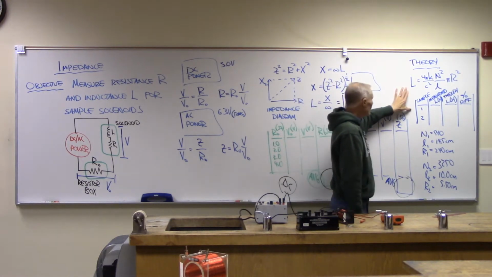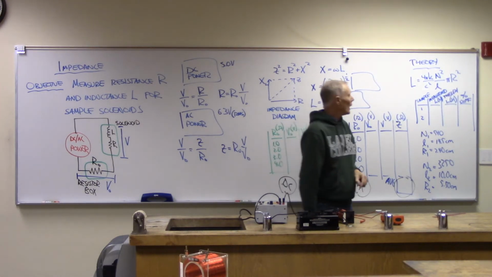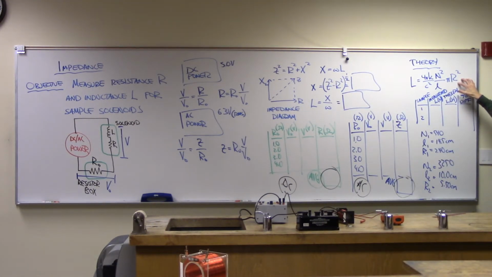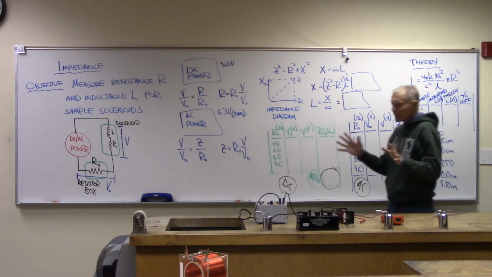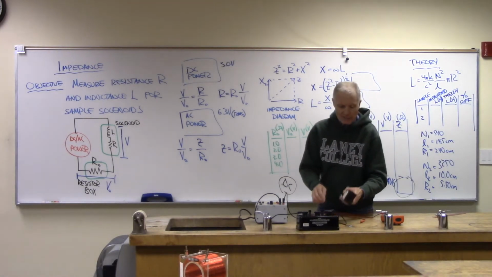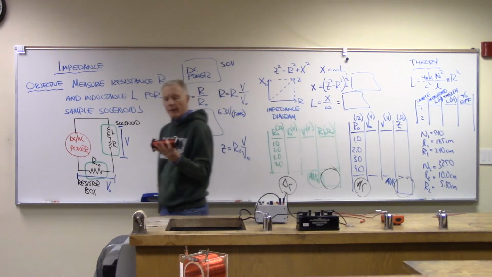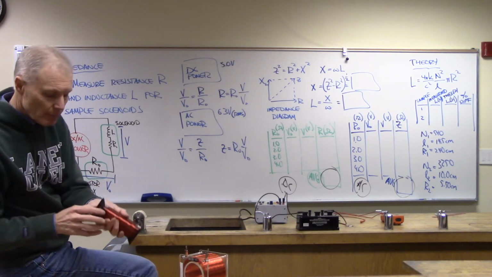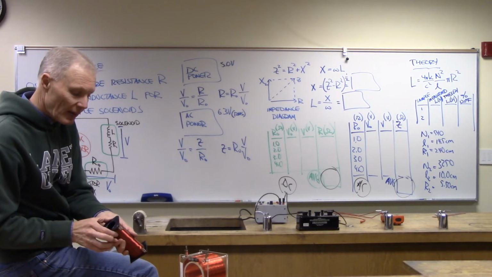Now, there's a theoretical comparison we can make. There's a formula that we've been using for solenoids. Now, the formula we've been using for solenoids is a bit of an approximation, and it's assuming that the solenoid is really long compared with the radius or with the diameter.